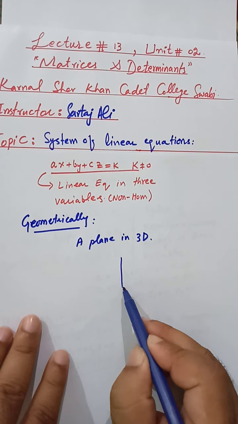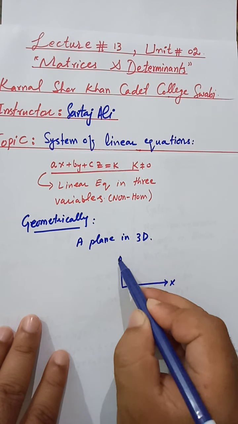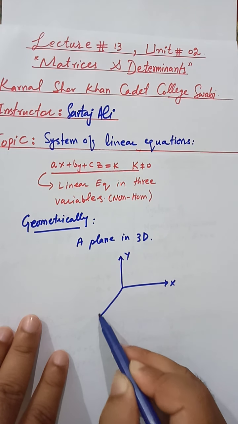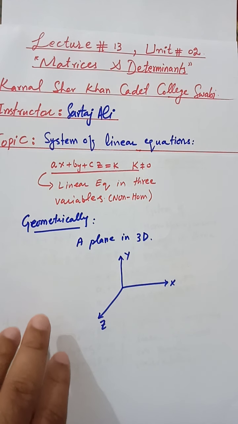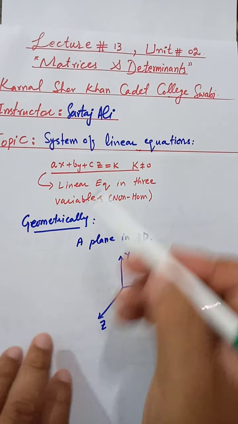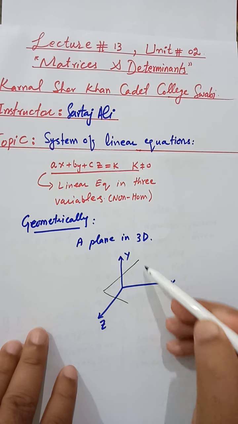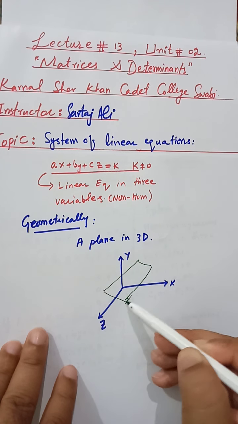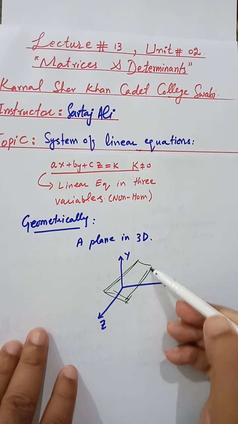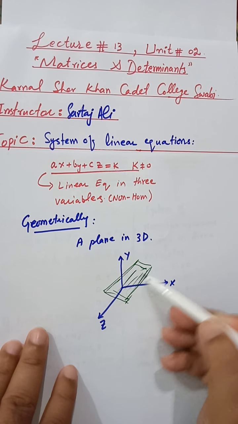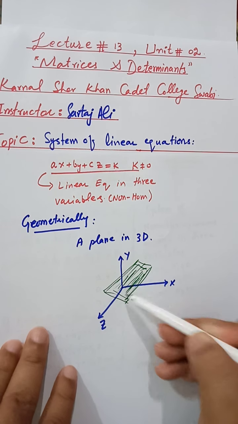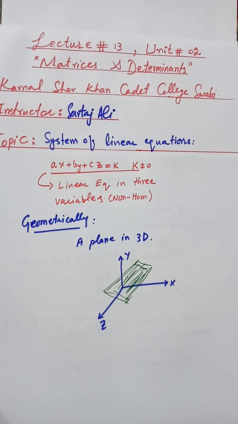So this is, let's say, the x-axis, this is the y-axis, and this is the z-axis. The graph of the linear equation in three variables is actually a plane in three-dimensional space. So this is the geometrical meaning of the linear equation in three variables.